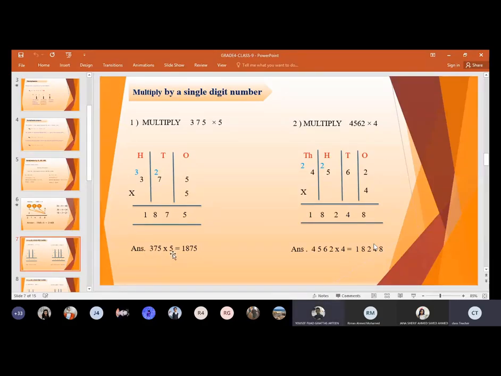375 multiplied by 5 is equal to 1,875. Only 4 numbers are there. Tens, 100, 1000. 1000 place has only 1 number. So how can we read that number, this one? 1000 place has only 1 number means? 18.